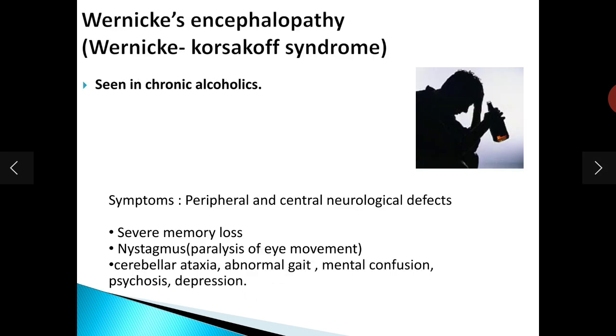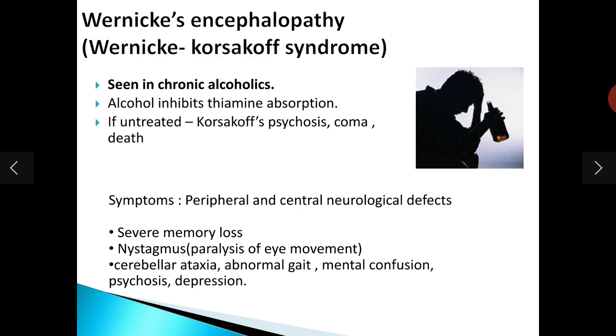Coming to the other one, which is called cerebral beriberi, or it is mainly called Wernicke-Korsakoff syndrome or Wernicke's encephalopathy. It is mainly seen in chronic alcoholics, because alcohol inhibits thiamine absorption. If it is untreated, Korsakoff's psychosis, coma and death occur. So this condition is known as cerebral beriberi.